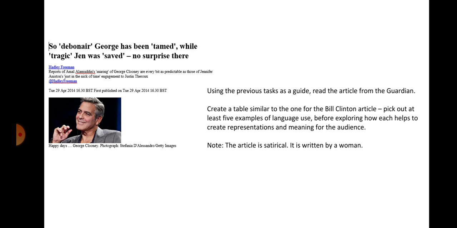So anything you can pick out that might be linked to the audience, the satirical nature of this, the fact that it's been created for humour, the fact that it's been created to be interesting and engaging to an audience as much as anything else, any of that sort of stuff. This one's slightly broader in scope than the Bill Clinton one was.